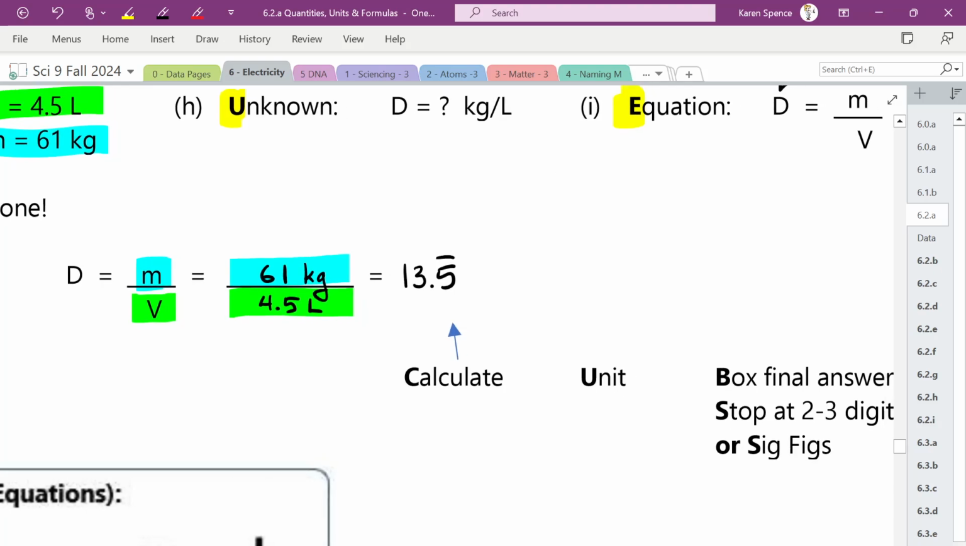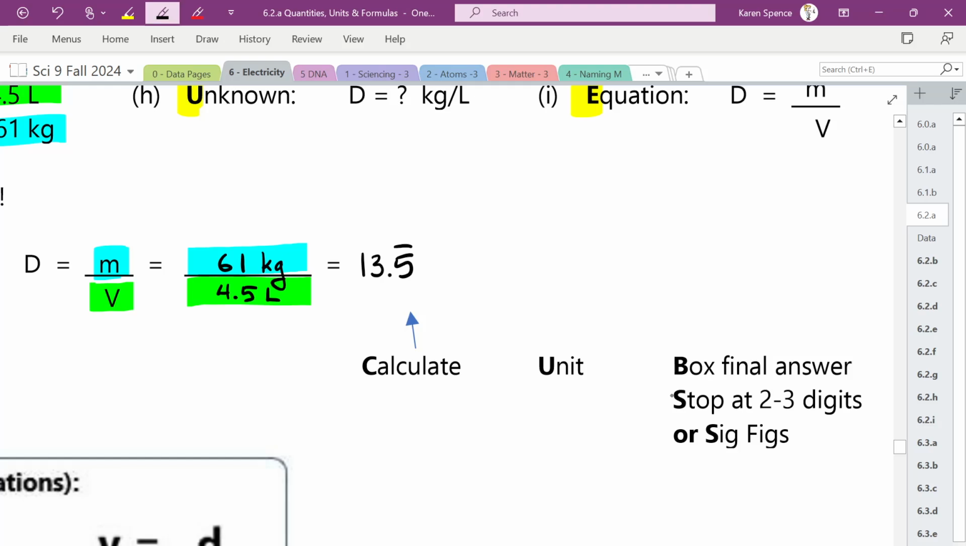Now, remember, one of the things that we're going to do at the very end is we're going to stop at 2 to 3 digits or a reasonable number of digits, or you're going to do sig figs. Which one would you like to do here? Shall we just stop at a reasonable number of digits? What seems reasonable here? We could do 4, we could do 3, right? If I were to write this out, it would be 13.555. That's not a good number, right?